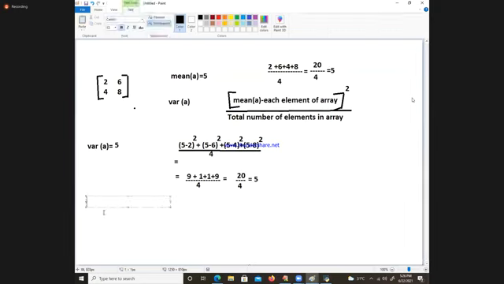STD. Here only I will write STD. Standard deviation of A. It is nothing but what? SQRT of what? Variance. SQRT of variance. What is our SQRT of variance?